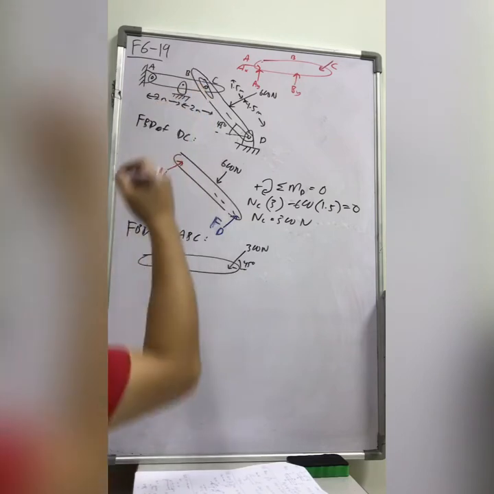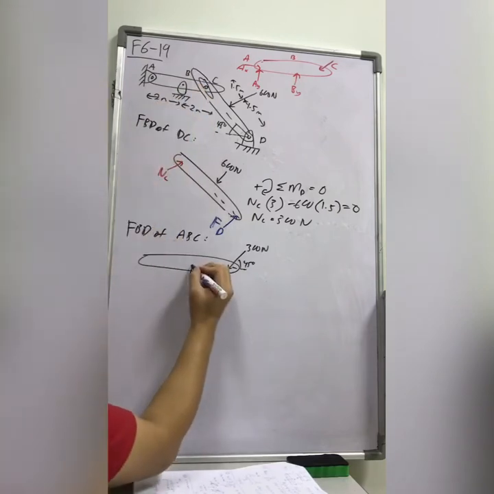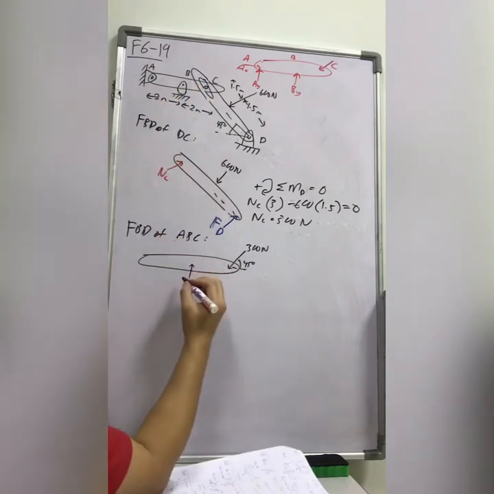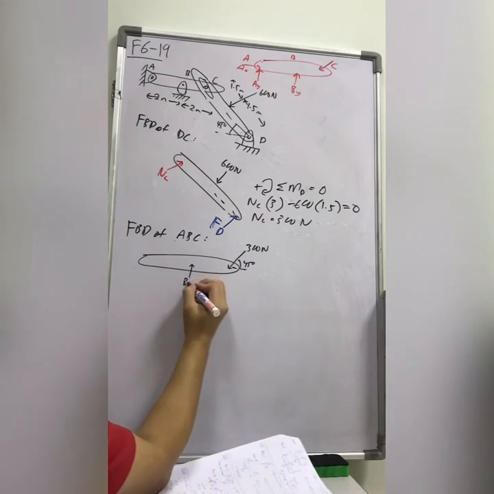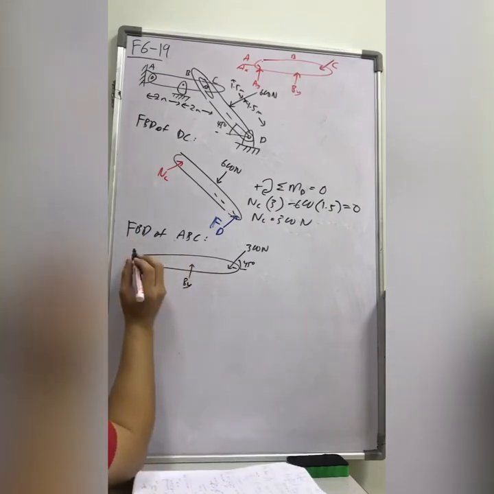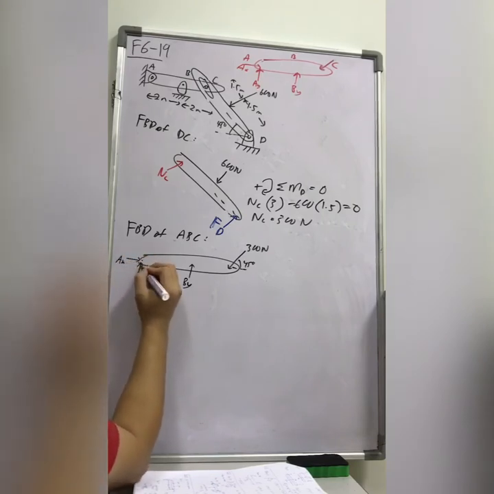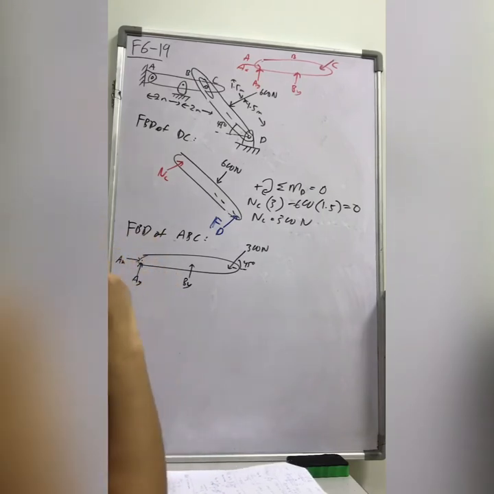NC is from the back. At B you have the roller. Not roller, the smooth contact, which is BY, isn't it? And then at A you have AX and AY. Now you can solve this. You can find AX, AY, and BY.